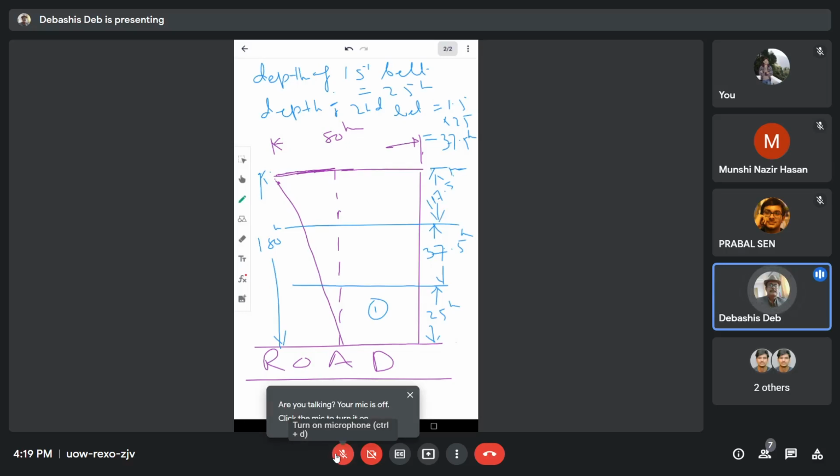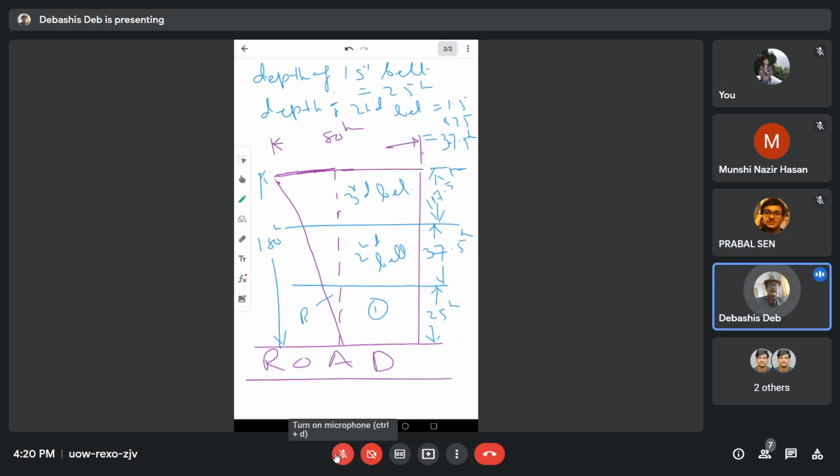Now it is first belt, this is second belt, third belt. Similarly, if I consider this is R1, R2, R3. Now, this much information will be given in the problem. First of all, calculation is very easy.